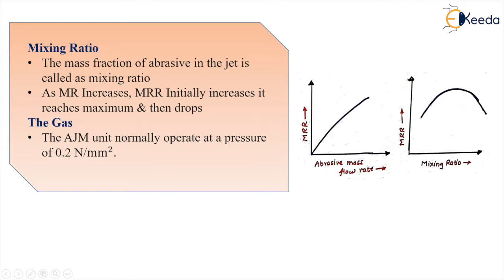The next process parameter is the mixing ratio. So what is mixing ratio? This is the mass fraction of the abrasive present in the jet, that is how much abrasive grains are actually present in the jet or stream of your gas or air. As the mixing ratio increases, MRR goes on increasing, but after some time it is decreasing or dropping.